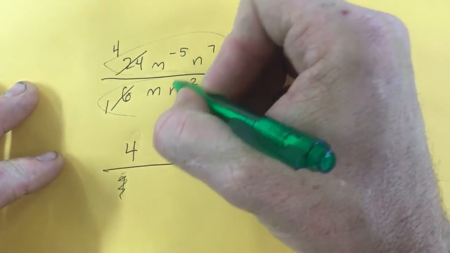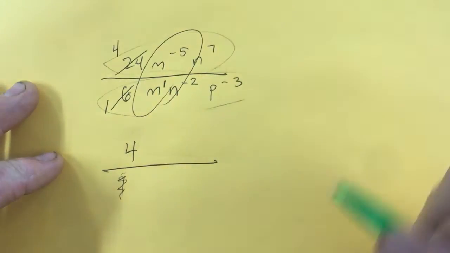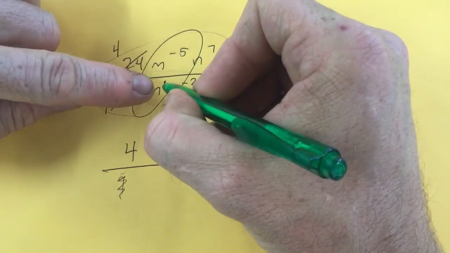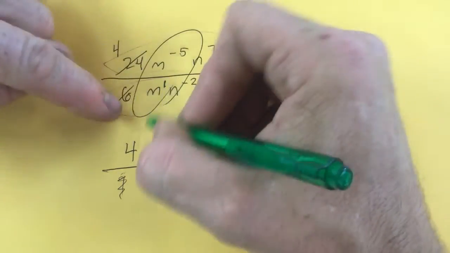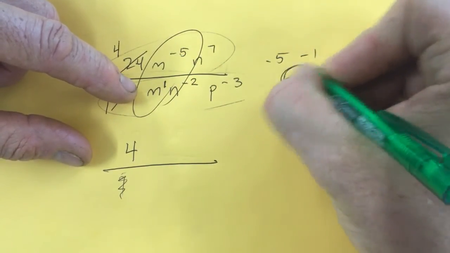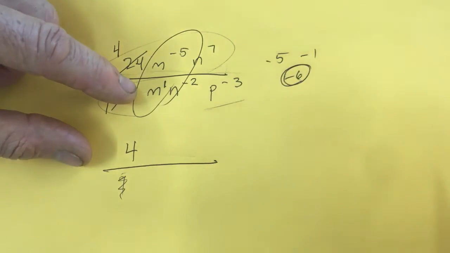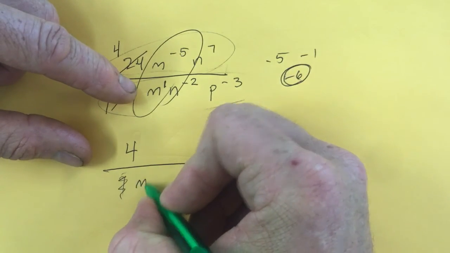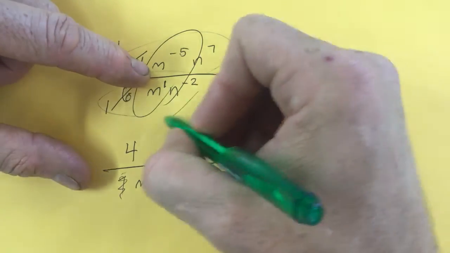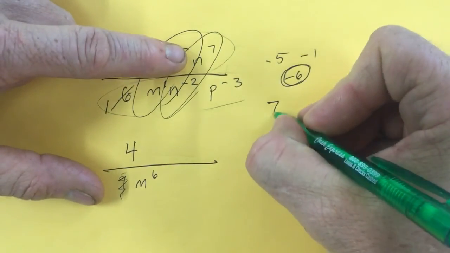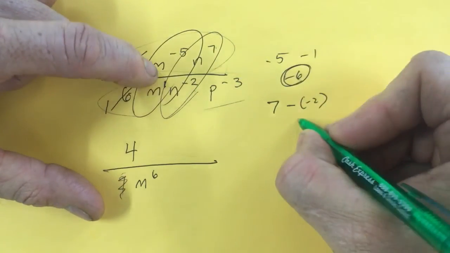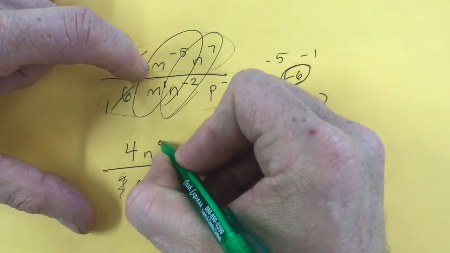All right, when I do my m's, this is a 1 right here. Okay, so I'm doing -5 minus 1. See, when I divide, I subtract them. -5 minus 1, that's -6. All right, so that's negative 6, which means it's in the bottom. So it's going to be an m to the positive 6 in the bottom. Okay, now when I do my n's here, I've got 7 minus negative 2. 7 minus negative 2 is 9. So it's going to be n to the 9 on the top.